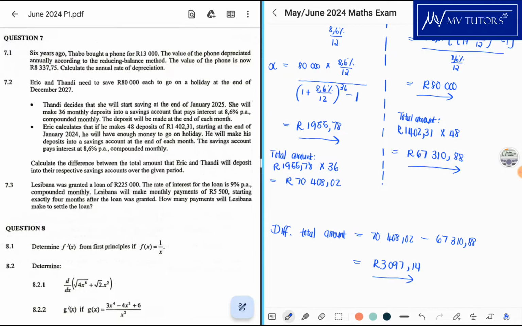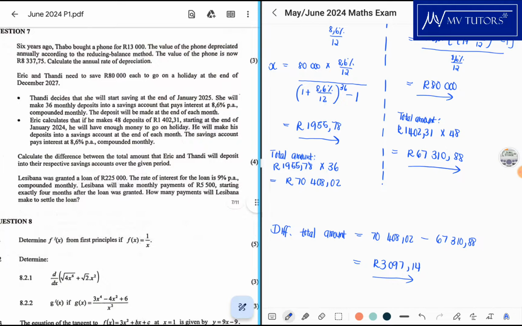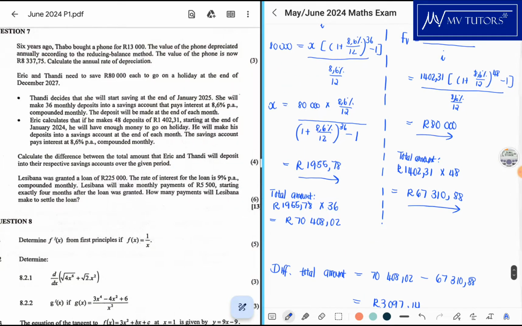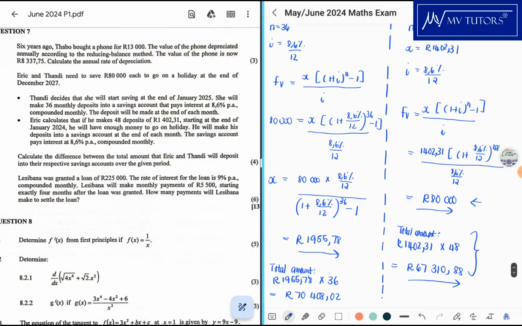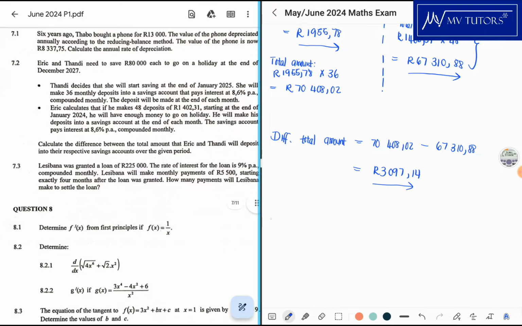So yeah, that is 7.2. And how many marks was this? 4. Okay, I guess it wasn't really necessary to calculate this. We could have just went ahead and calculated the total amount that Eric paid, but I just wanted to see for myself, like, will he actually make it to 80,000? And he did.